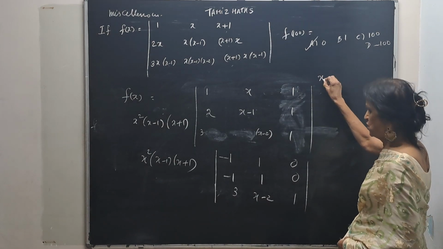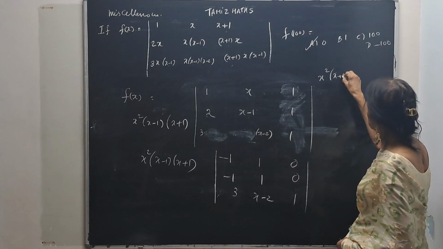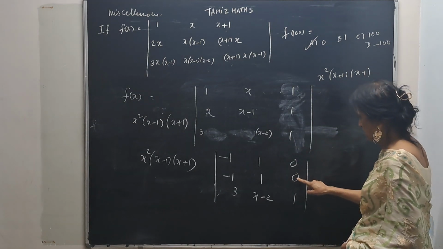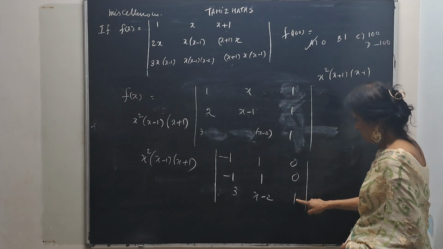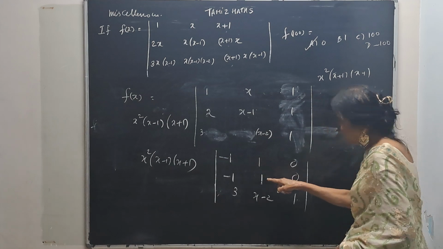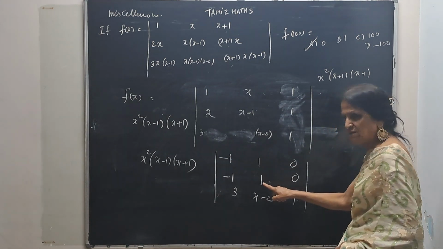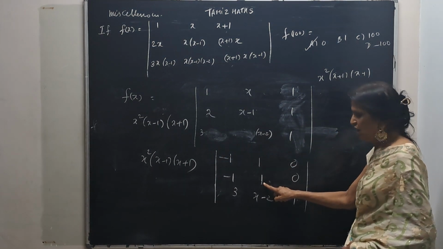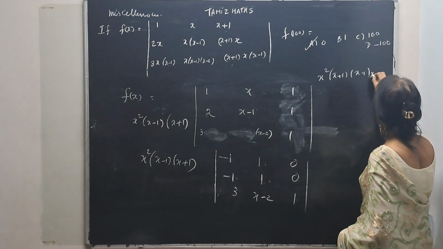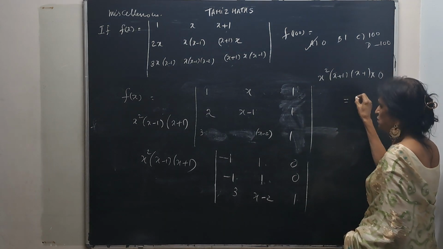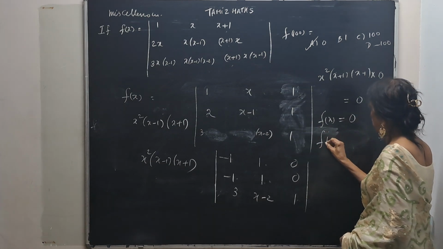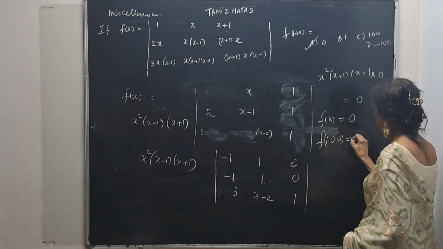So this will be x squared into x plus 1 into x minus 1. Now 0 into something will be 0. This is 1, and this determinant will be what? Minus 1 into 1, minus 1. Minus of minus 1 into 1 will be plus 1. So into 0, the determinant value will be 0. So f(x) is 0. Hooray! Beautifully we have got the answer. So f(100) will be equal to 0.